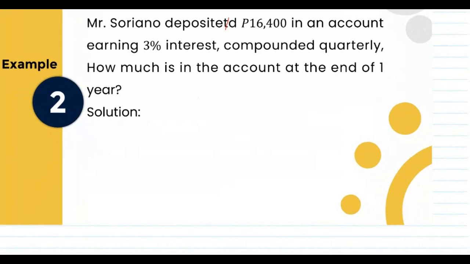So, the flow that I give you is that we start with the given first. So, what are the given on the problem? We have to write down ano yung given. So, sa given natin, we have 16,400 pesos. Yung 16,400 pesos dito is the deposited amount. So, this is telling us that this is going to be our principal amount. Okay? So, we have to take note of that. P is going to be 16,400.